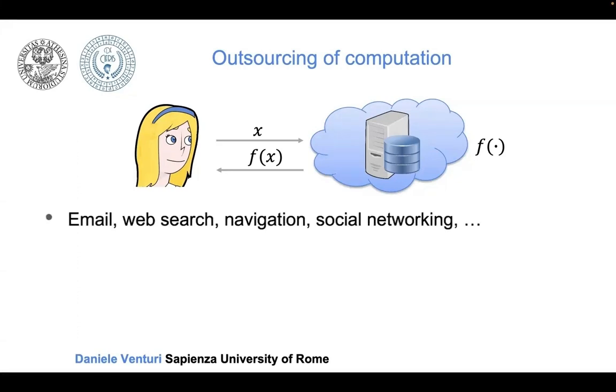Of course, this is very abstract, but it corresponds to real world problems. You can think of web search, navigation, social networking. It covers lots of applications. But the main question, which makes the problem really non-trivial, is what if X is private? This X could be private data of Alice. How can we solve this problem without Alice revealing X to the cloud?